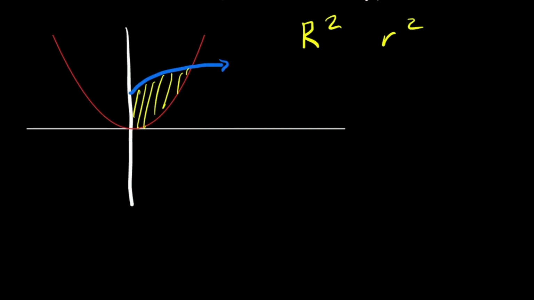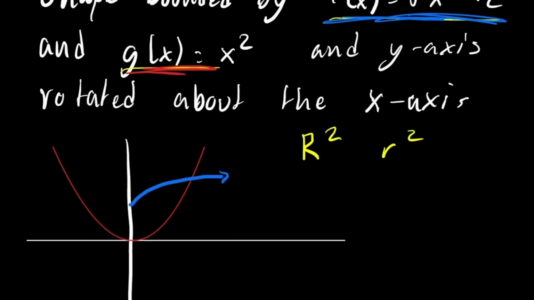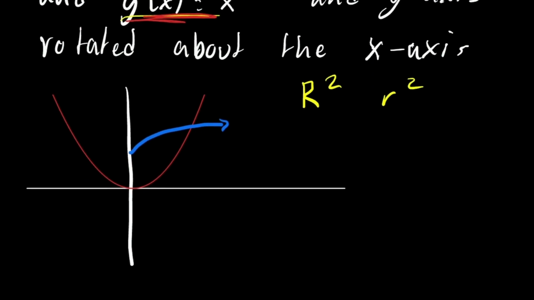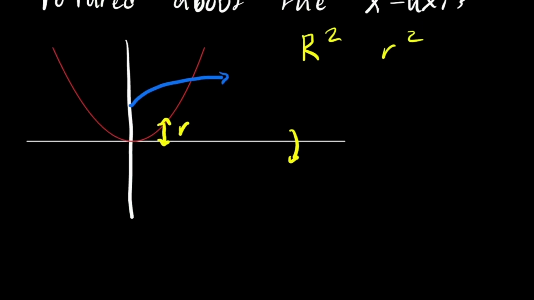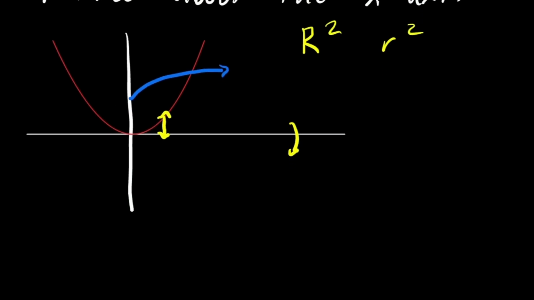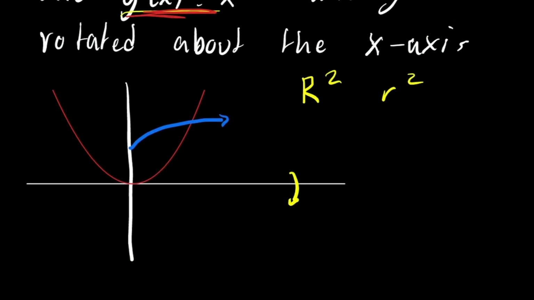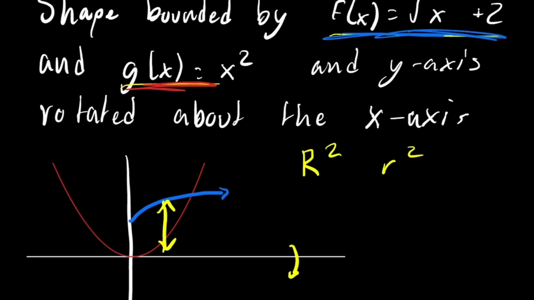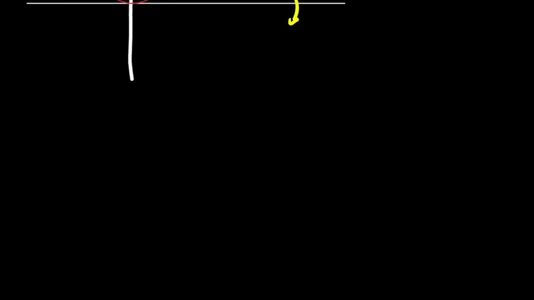So if we erase this, we're rotating about the x-axis. This distance right here is going to be our big R. And this distance right here is going to be our little r. Well, we actually know what those are. This distance here is just f of x. So we can write that down.